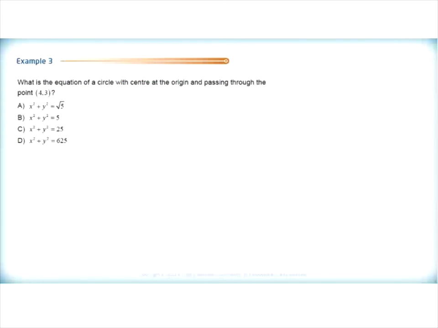So we'll look at another example. What is the equation of a circle with a center at the origin and passing through the point 4, 3? Again, if you want to try this one before I actually do it, you might want to pause the recording and do that. So now we have a circle, and we have a point on the circle: x is 4, y is 3.